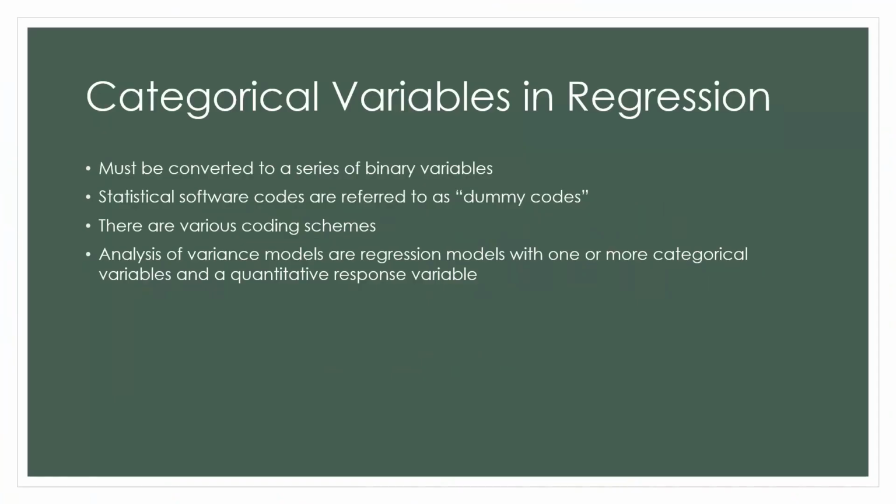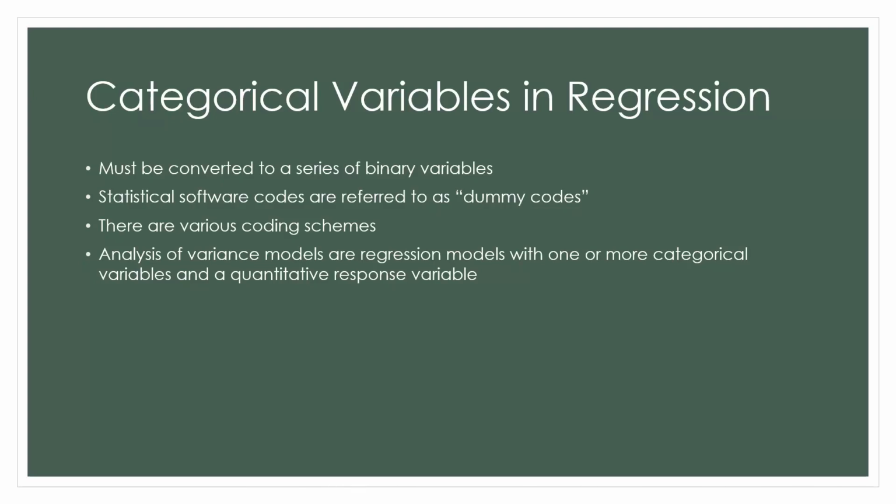Let's start by learning a little bit more about using categorical variables in regression. How does that work? How do we use multiple linear regression with categorical variables? The way it works is that each of our categorical variables must be converted to a series of binary variables. Statistical software codes are referred to as dummy codes. So we create dummy codes for a categorical variable to indicate each of the various levels of a categorical variable. Let me give you an example of this.